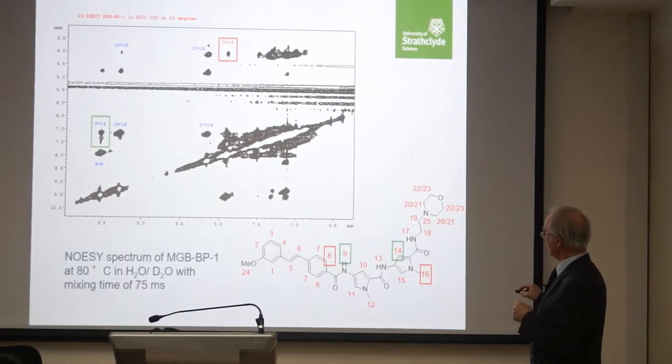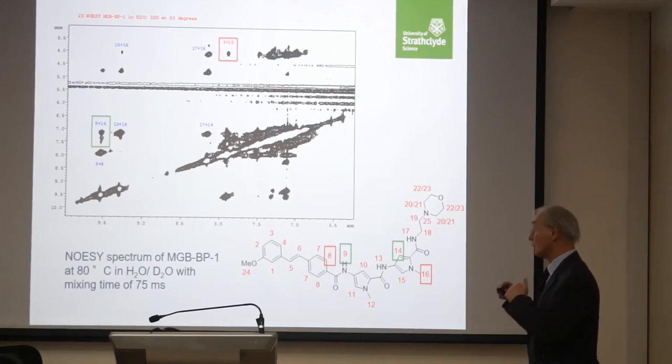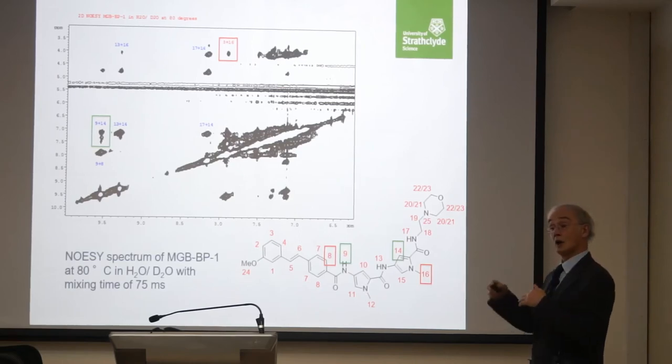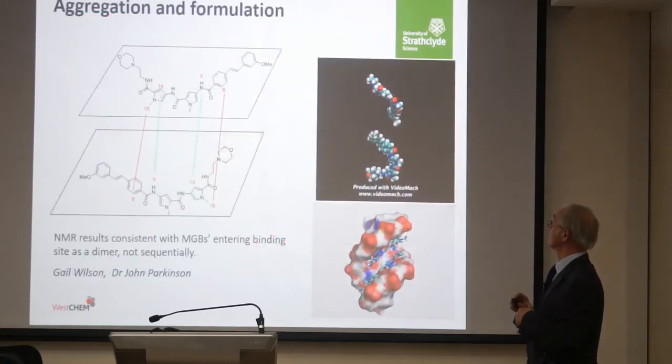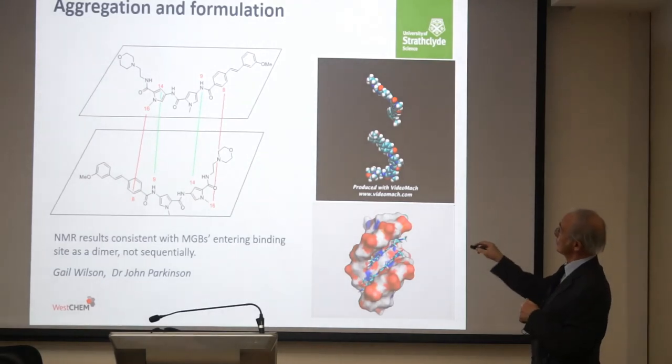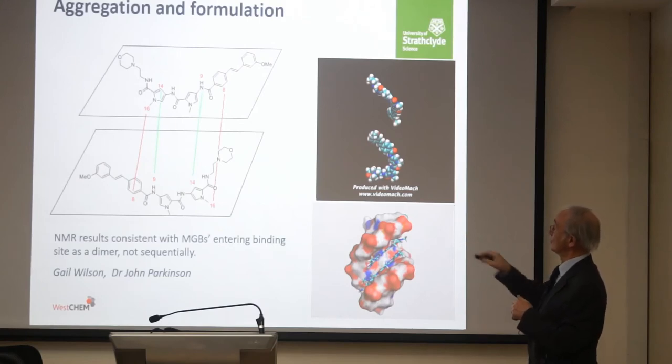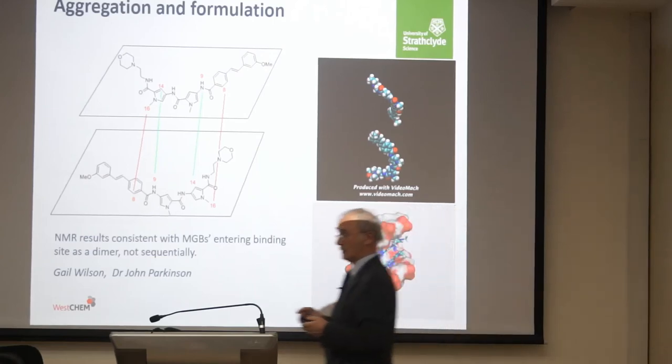And 9 goes with 14, but that's too far. So this is an intermolecular effect. And 8 and 16 are additional intermolecular effects. And when that is taken into account, this is the sort of arrangement that we see. It suggests that in solution, we have the anti-parallel orientation and that the molecules are stacking.